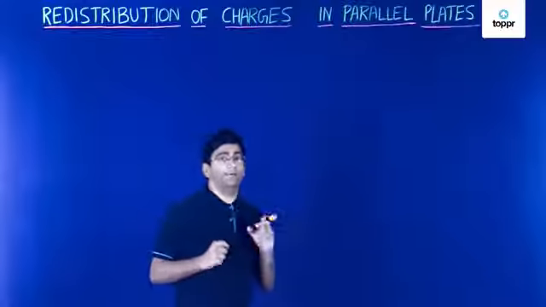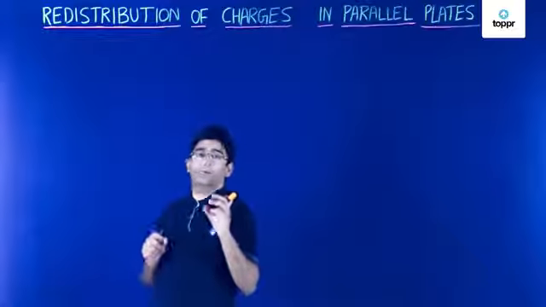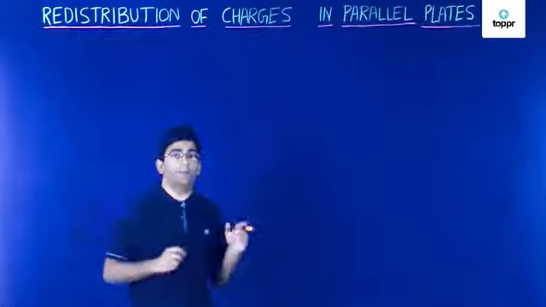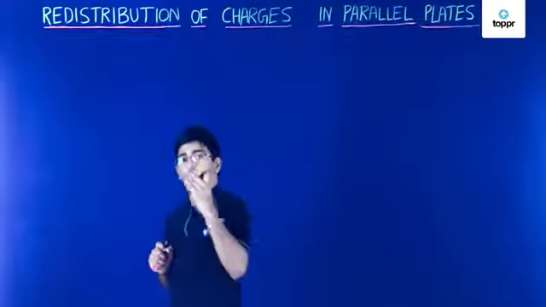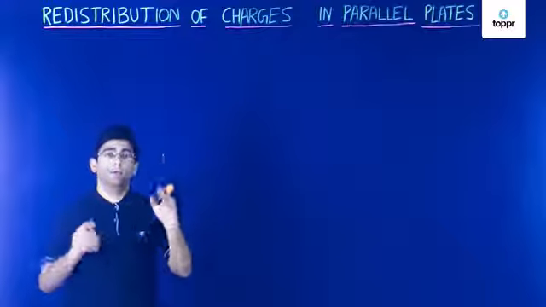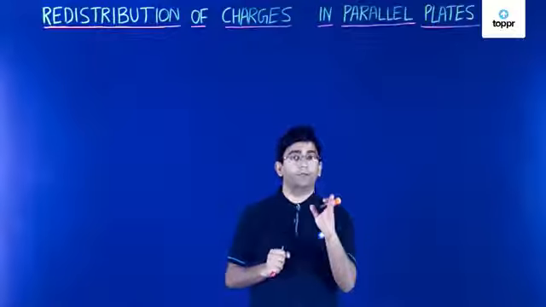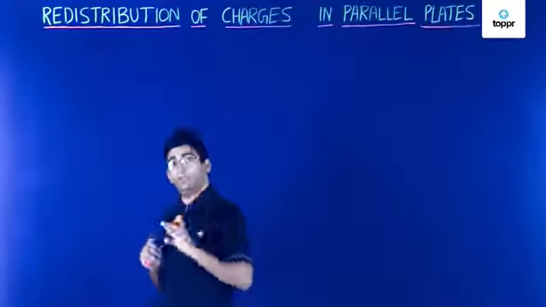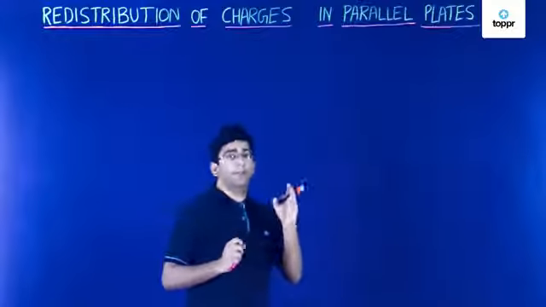So in this session, we will discuss how the charges redistribute in case of parallel plates. Now imagine we are having two parallel plates and these plates are extremely large, which means the area of cross section for these plates would be very huge. Now let's say we give these two plates charges Q1 and Q2 respectively. So the charges will redistribute in such a way that the electric field inside the plates becomes zero.